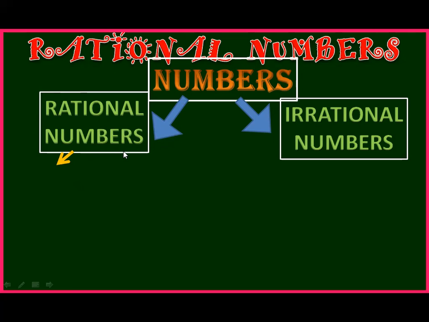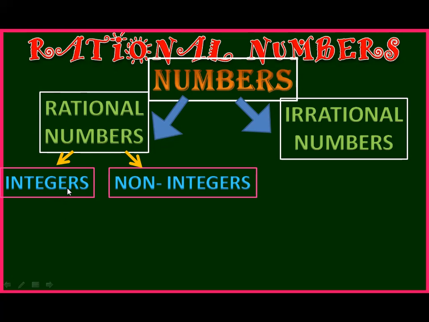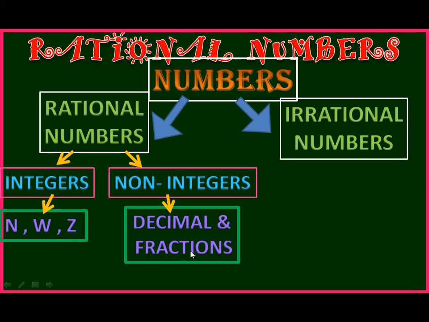You can again segregate rational numbers into two parts: integers and non-integers. We know that integers include natural numbers, whole numbers and negative numbers. Natural numbers start from 1, 2, 3, 4. Whole numbers are 0, 1, 2, 3, 4 and go on. Negative numbers, 0 and positive numbers are integers, so all whole numbers come under integers. Then what comes under non-integers? Non-integers are decimal or fractional numbers.